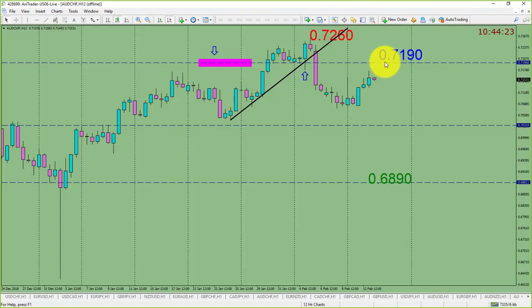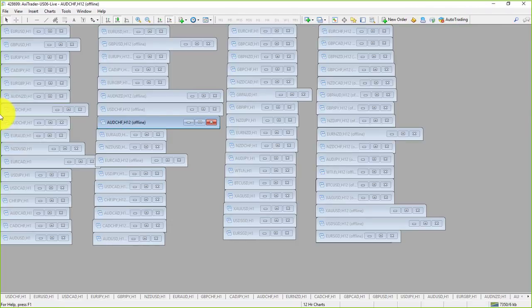The Aussie Swiss, if it hits 71.90 and prints a bearish candle, I would be pretty happy to take a sell there and target 68.90. This is, again, another drop trade. It's been following this trend line. It broke through the trend line. Now it's in the retrace mode. So we'll see what happens there.